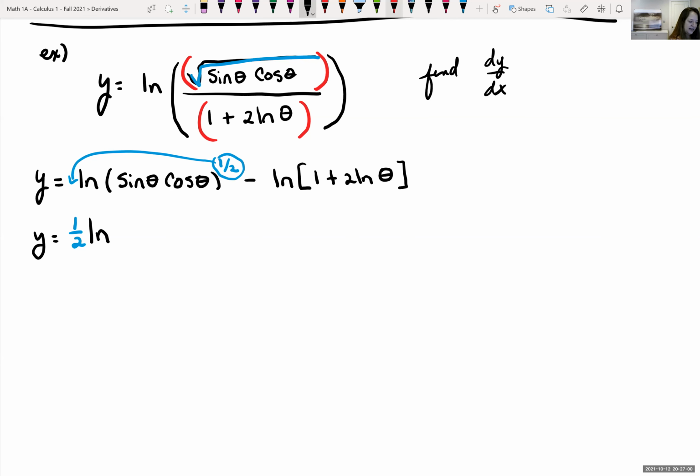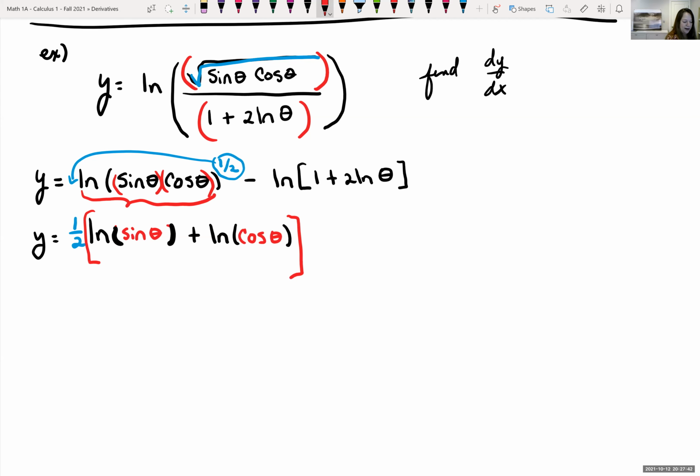Notice that this natural log in here, it's multiplication. We have a sine theta times cosine theta. So we can break down a natural log that has a multiplication as a natural log of the first, in our case, sine theta, plus the natural log of the second piece, which in this case is cosine theta. I'm going to close off my bracket because that was just this natural log, but I have that 1/2 out front.